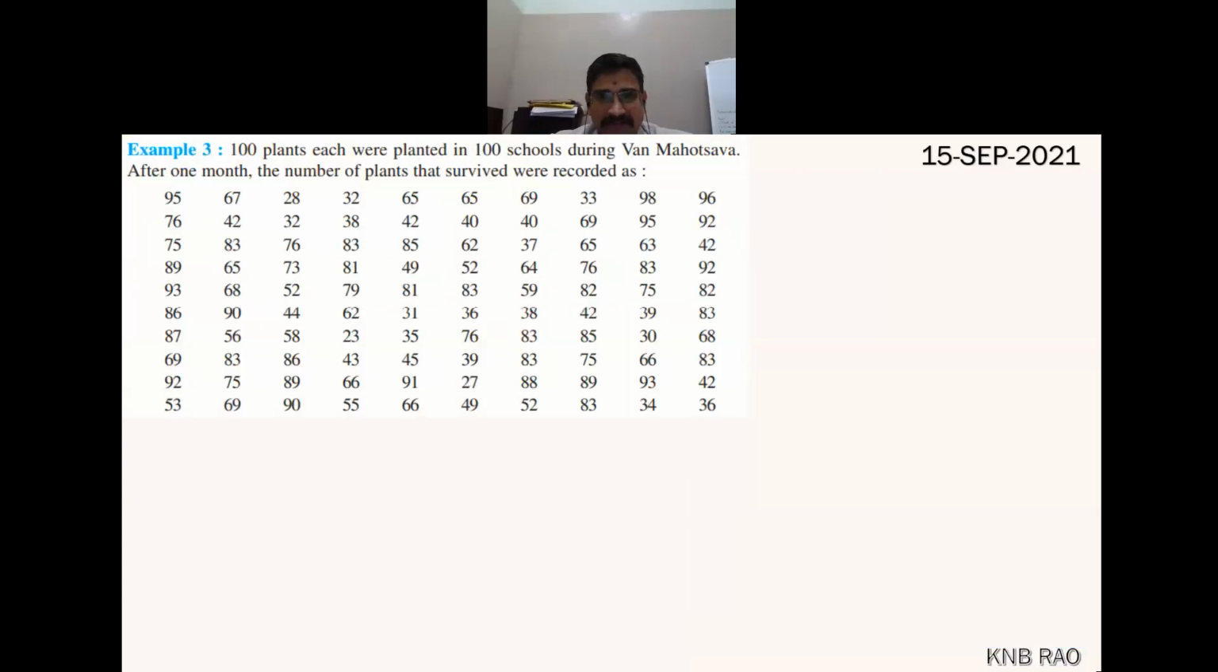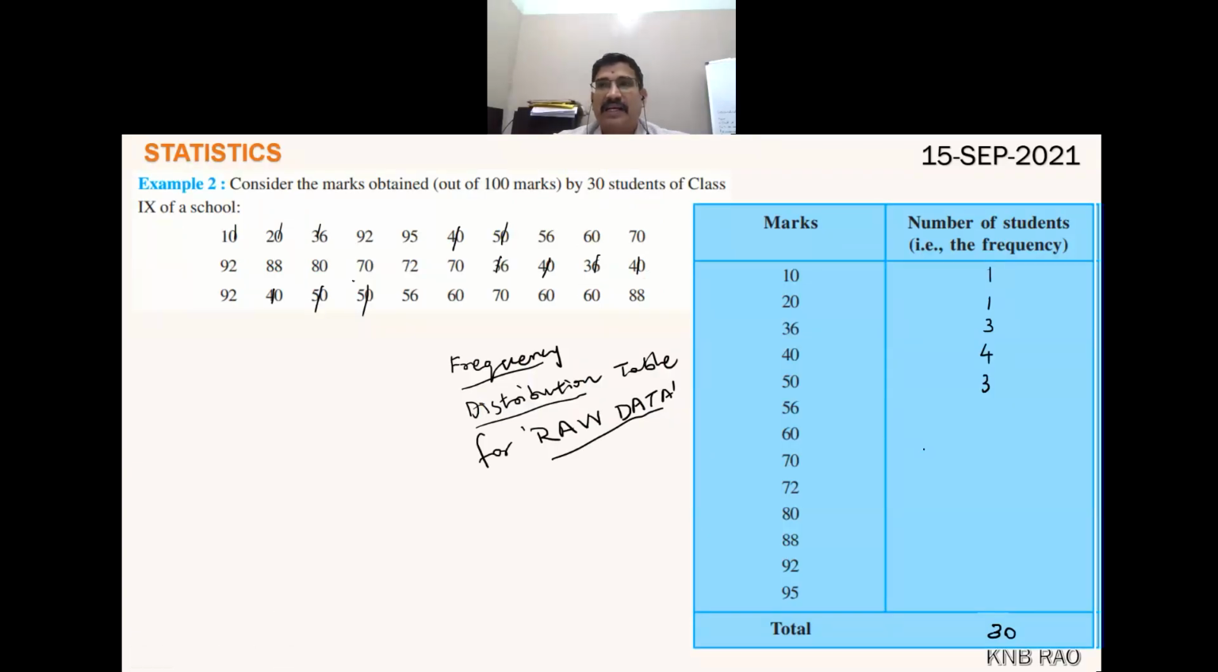Example number 3. Now read the question first. Sir, previous question. Okay, Kirtan. Yeah, previous question. Sir, here we can make an exclusive frequency distribution table, sir. Yes, we can make. That also we can make. Okay. How will you make? The minimum score is 10.